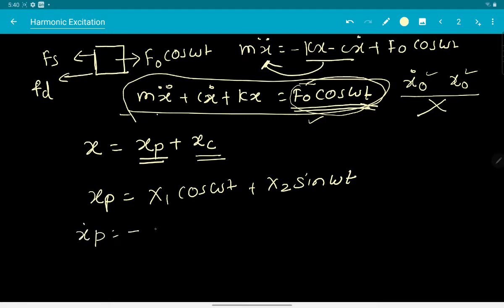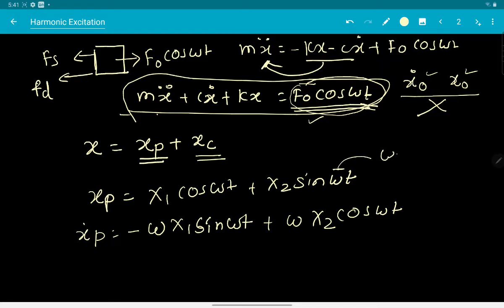It will be minus omega x1 sine omega t, plus omega x2 cosine omega t. One very important thing that you need to keep in mind is this omega is far different than omega n. This is in no way the same one.